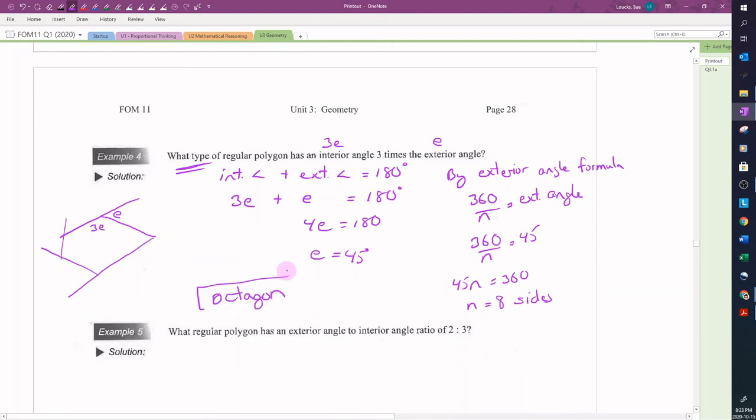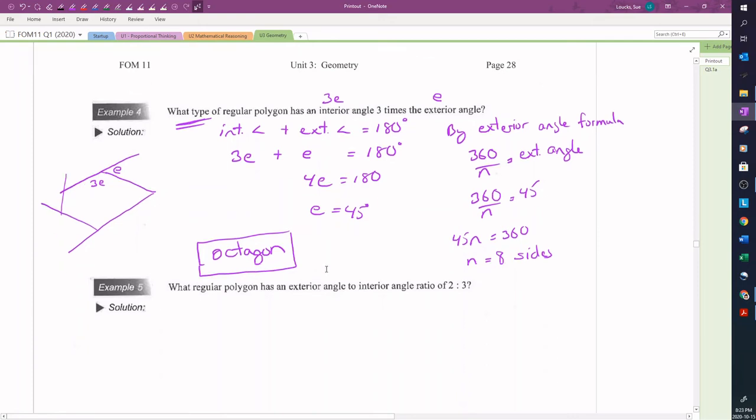And I do actually have a poster on the wall that has the names of all the polygons and how many sides they have. I wouldn't expect you to know anything past 10. You don't need to know what a 14-sided polygon is, but you should know octagon. Think octopus, 8 sides.